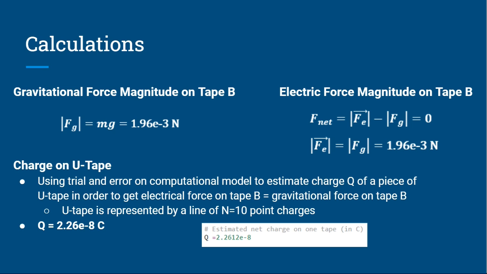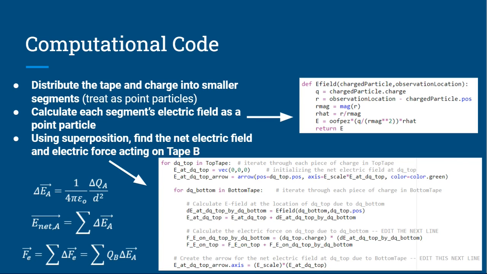Using a computational coding model, we had to use trial and error to find the new accurate charge that gave an electrical force that was equal and opposite to the gravitational force. The charge was 2.26 times 10 to the negative 8th power coulombs, using a model with 10 point charges making up the line. Here is the bulk of the computational code used to find the new and more accurate charge of the tape.